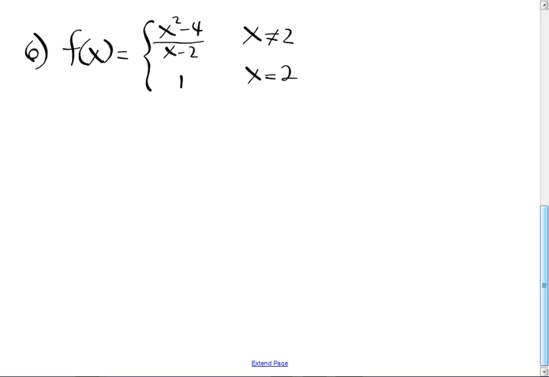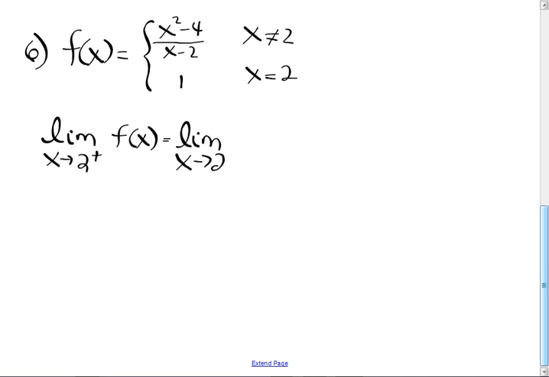Now, for a limit to exist, the limit as x approaches 2 from the right must equal the limit from the left. If the limit doesn't exist, then it's not differentiable and it's not continuous, and you're done. So this would be the first thing I check. Well, the limit from the left equals the limit from the right, doesn't it? What is the limit? It's 4 because we just did that problem. Okay, so that's true.